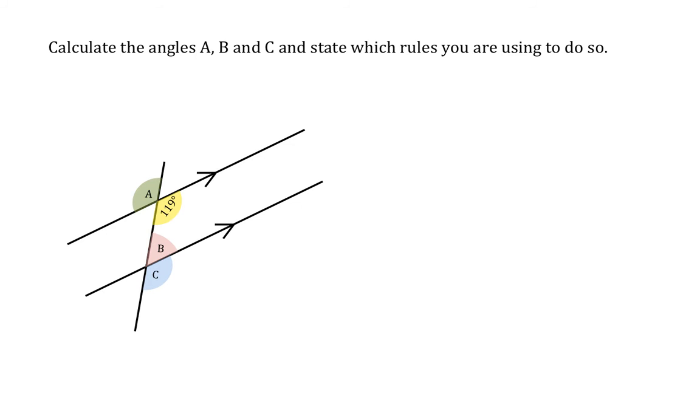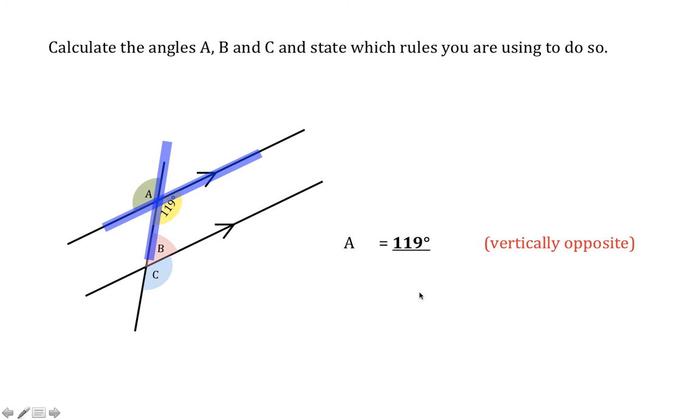Then we had to calculate some angles and state the rules we were using to calculate them. So we had 2 parallel lines. So 2 parallel lines are important there. We had 119 degrees there. And we had 2 lines crossing over, kind of making an X shape. So that's vertically opposite angles, which means that the A is the same as the 119 degrees. So A is 119 degrees.